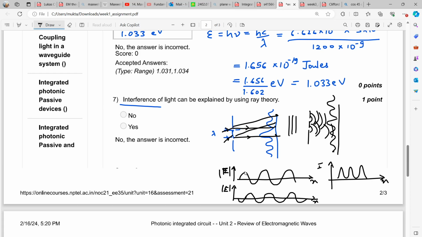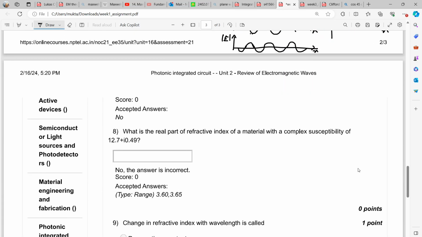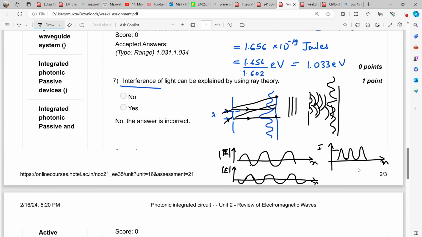Based on the phase difference between the two electric fields, whenever we have a 180-degree phase difference, the crest will overlap with the trough, and the net intensity will drop down to 0. Okay. So to explain interference, we need wave theory. So no.